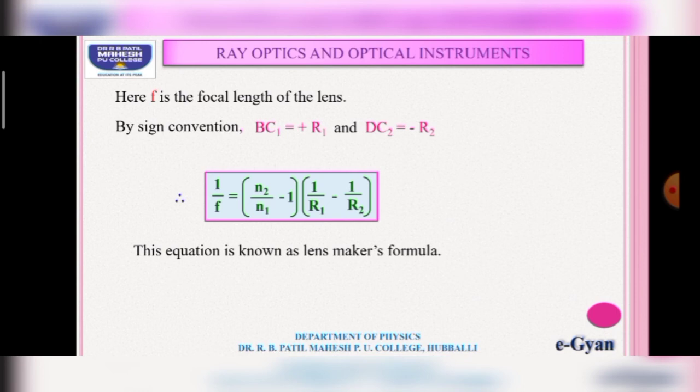This equation is used by manufacturers to make lenses of particular power from glass of a given refractive index. What is Lensmaker's formula? That is 1 by f is equal to N2 by N1 minus 1 into 1 divided by R1 minus 1 divided by R2. This equation is called Lensmaker's formula.